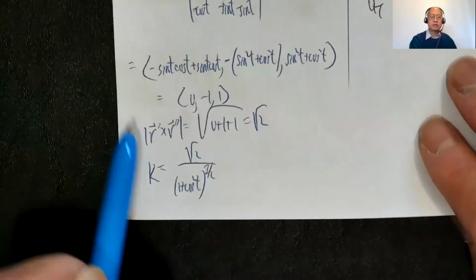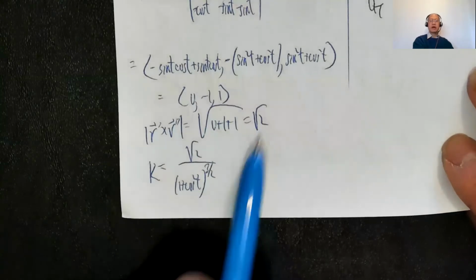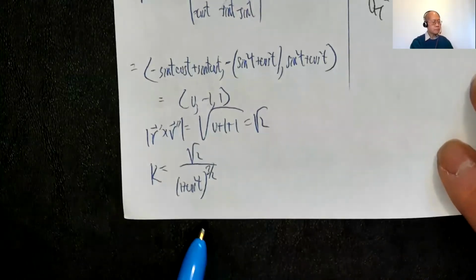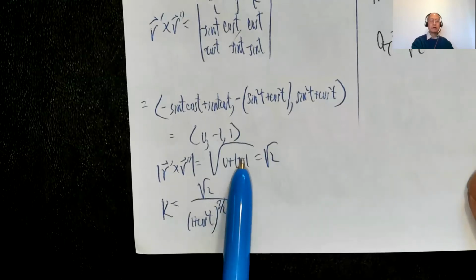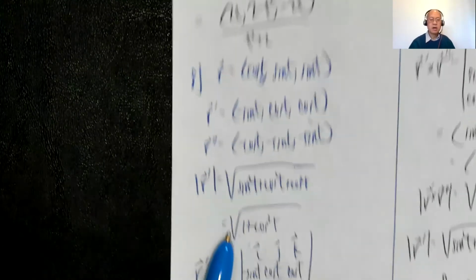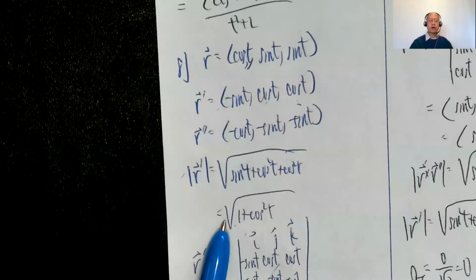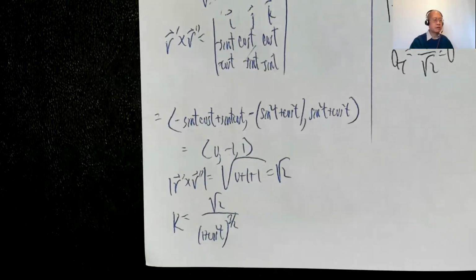The magnitude of the cross product is the square root of this thing squared plus this thing squared plus this thing squared, radical 2. So kappa by formula is the magnitude of the cross product, radical 2, over this thing cubed, magnitude of r prime cubed. So I'm going to write it as 1 plus cosine squared t raised to the 3/2 power.